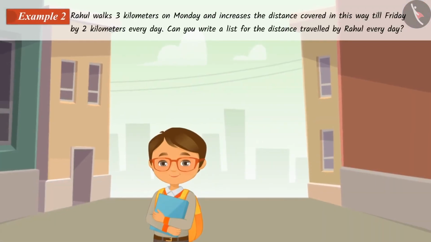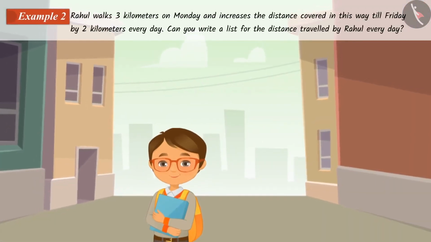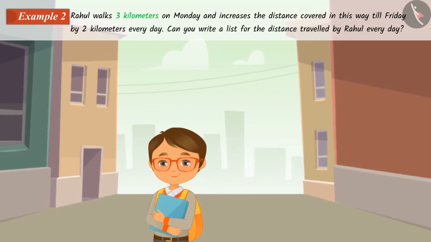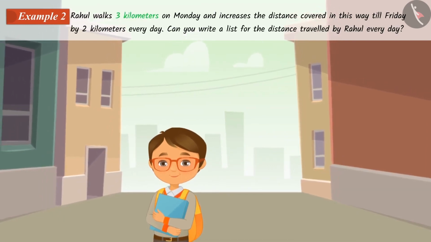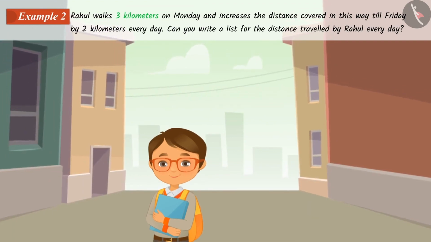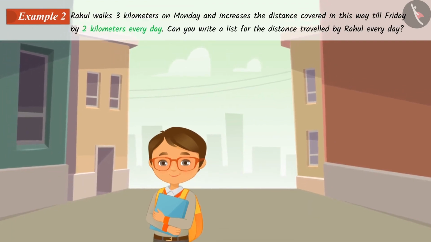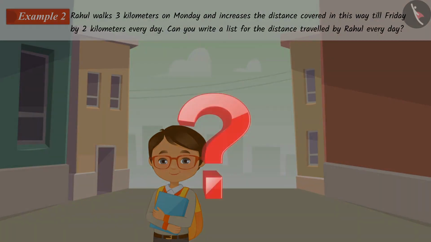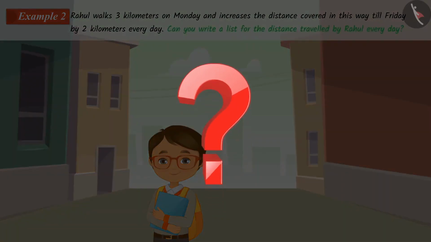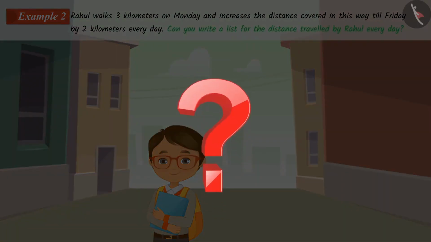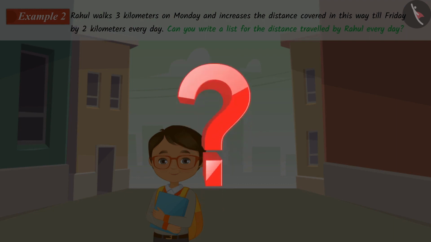Let's look at one more example. Rahul walks 3 kilometers on Monday and increases the distance covered in this way till Friday by 2 kilometers every day. Can you write a list for the distance travelled by Rahul every day?